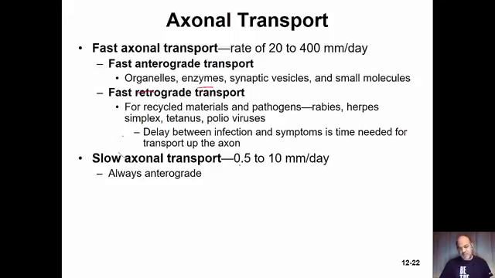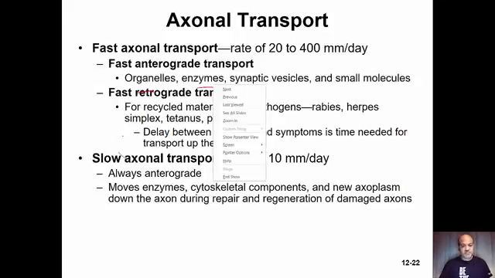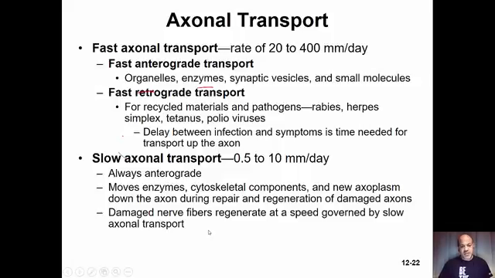And then there's slow axonal transport, and that's going to be 0.5 to 10 millimeters per day, and this is always going to be anterograde. It's for most enzymes, cytoskeleton components, and new axoplasm, moving down the axon during repair and regeneration of damaged axons. So during the repair of damaged axons, this slow axonal transport would be observed. For damaged nerve fibers, the regeneration time would be related to the speed of slow axonal transport, or getting those materials and components down there.